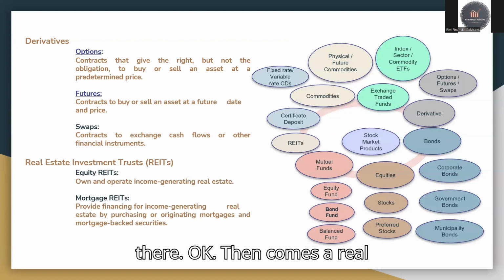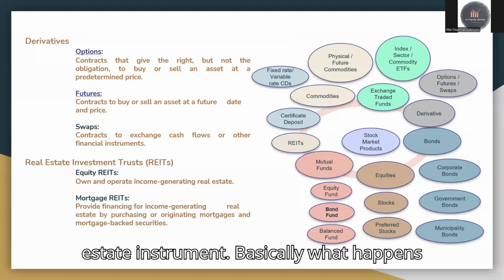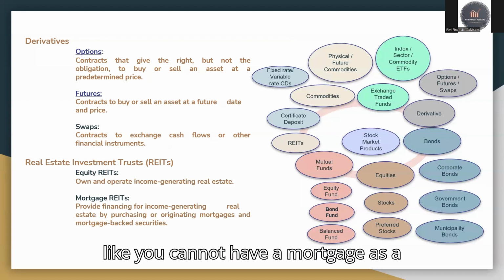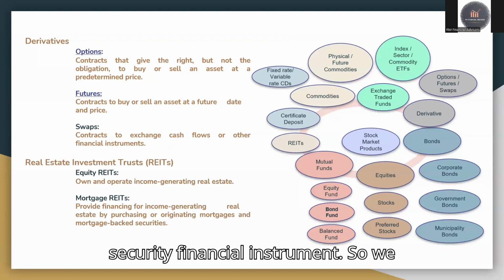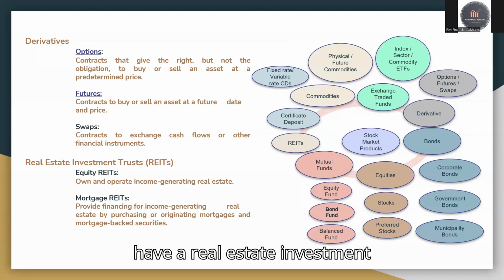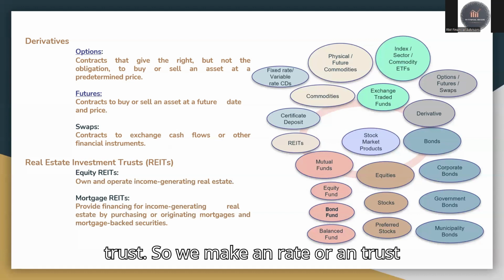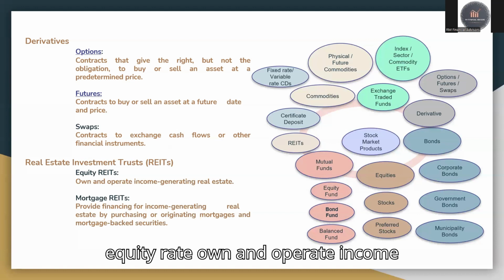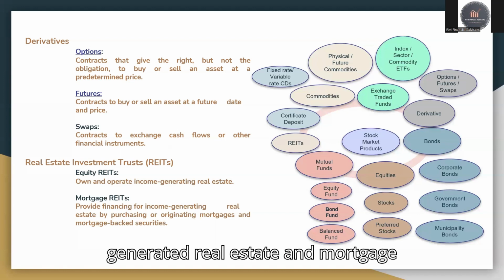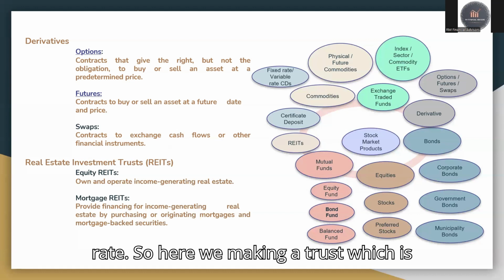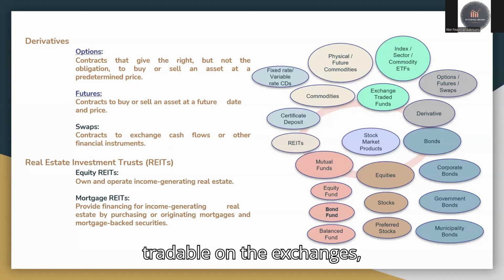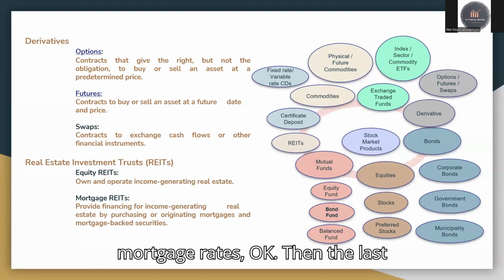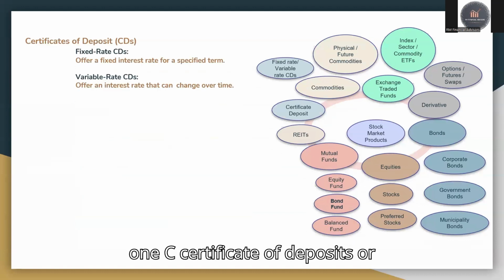Okay, then comes a real estate instrument. Basically, you cannot have a mortgage as a security financial instrument. So we have a real estate investment trust, or REIT. We make a trust: equity REITs own and operate income-generating real estate, and mortgage REITs. So here we are making a trust which is tradable on the exchanges. Okay, then the last one, certificates of deposit, or CDs.